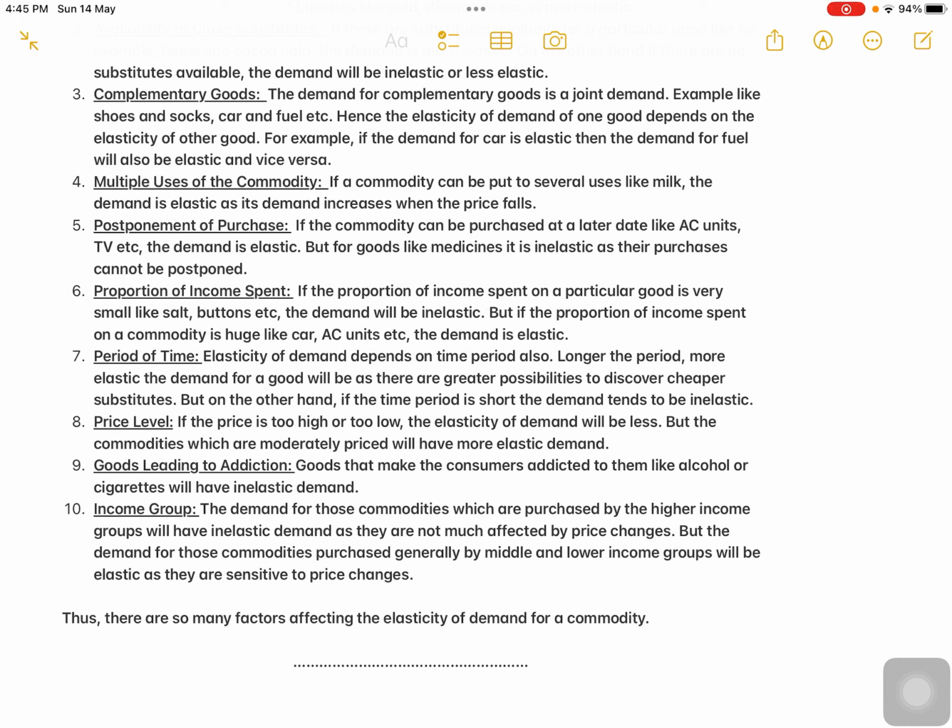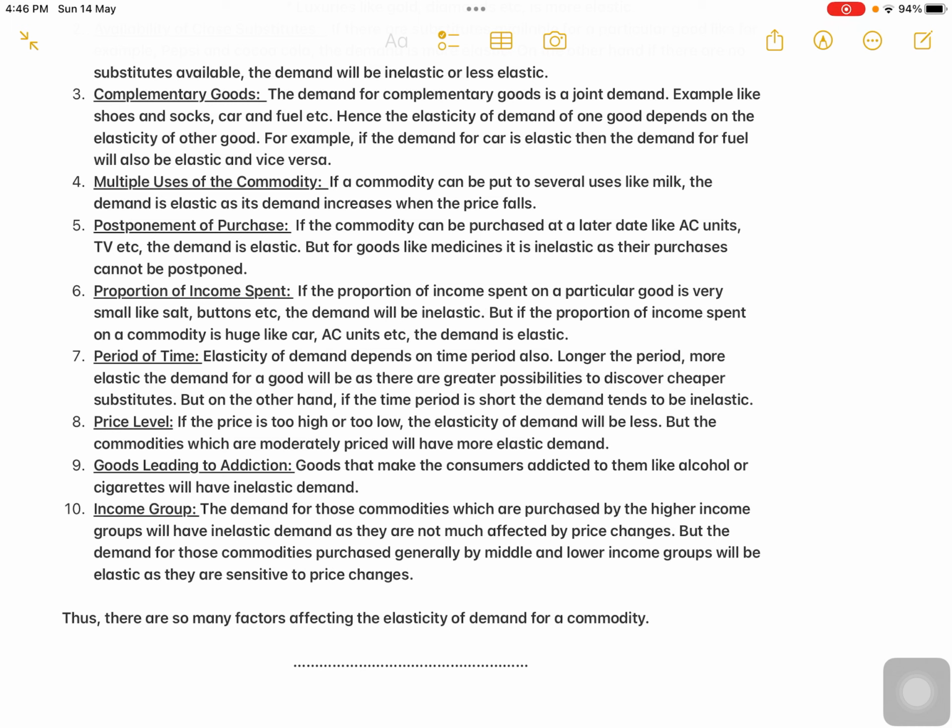But there are certain commodities for which we postpone, expecting the price to fall. For those kinds of commodities, demand is elastic. So if the commodity can be purchased at a later date, like AC units, TV, etc., the demand is elastic because it is not necessary immediately. We can wait for the price to fall. But for goods like medicines, it is inelastic as the purchases cannot be postponed. Whatever the price, we have to purchase. Then it is inelastic. Okay. I think now you understood the concept clearly, what is elastic and inelastic demand.